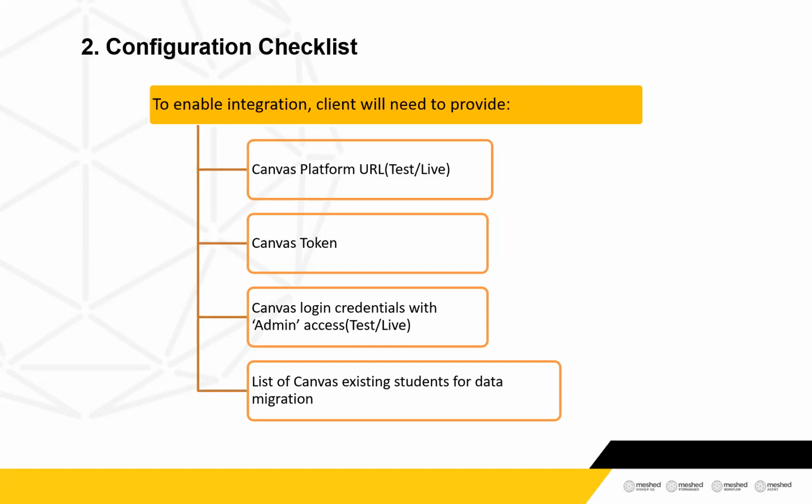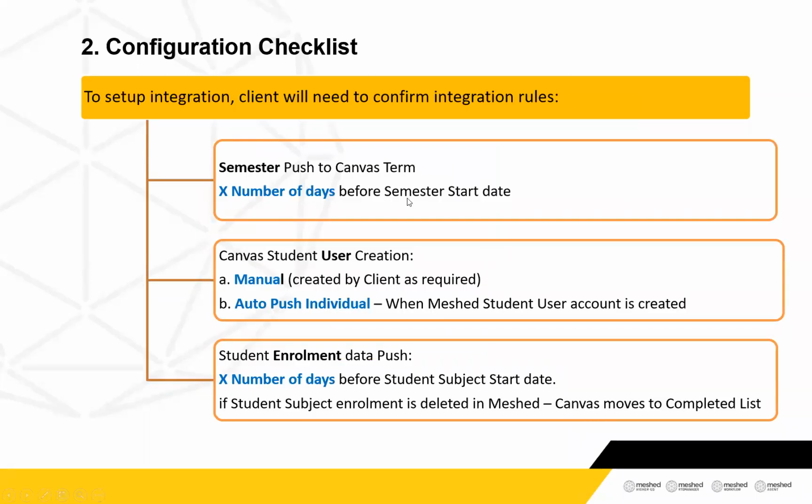Now let's see how we can set up the integration on your Mesh platform. To set up the integration, we have to define a certain set of rules, and for those rules, we will need input from the clients. There are several rules. The first rule is for semester. For semester, you can define how many days before the semester start date you would like that semester to get synced with the Canvas platform. For example, if you would like all your semesters to get synced with Canvas 15 days or 14 days before, you can define that number of days and we'll set up the integration as per that for your Mesh platform.